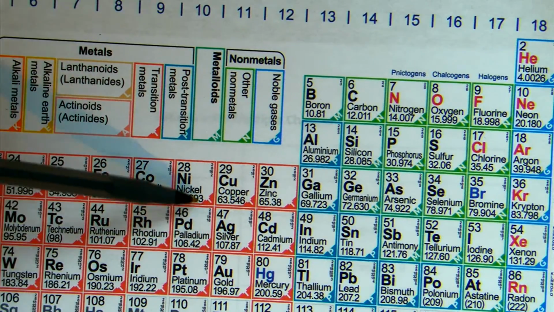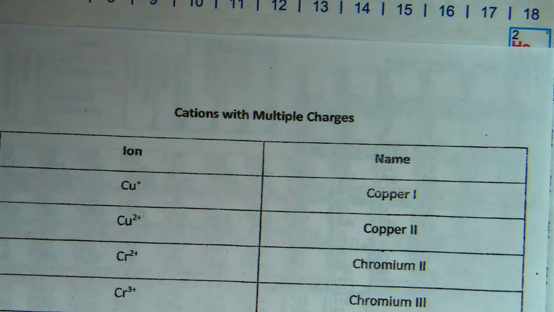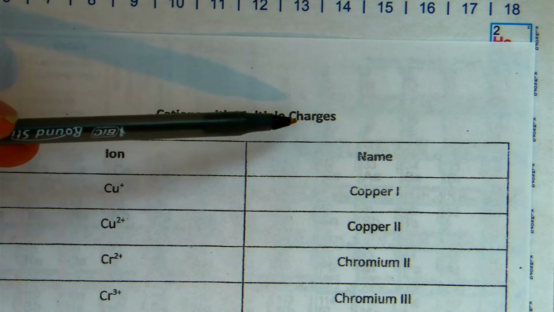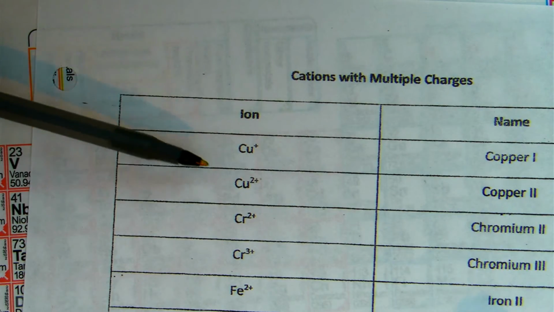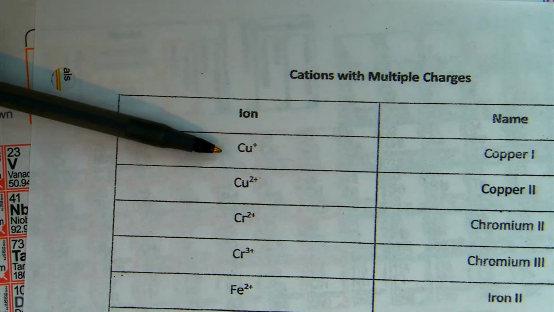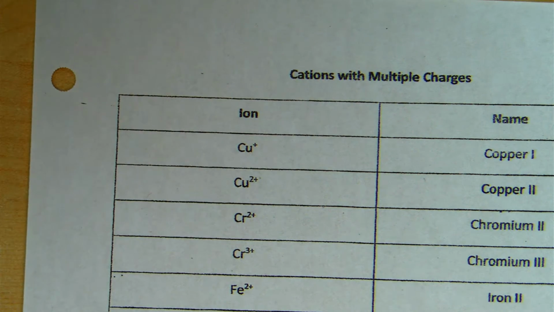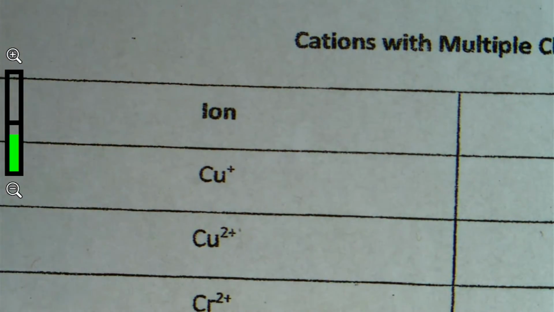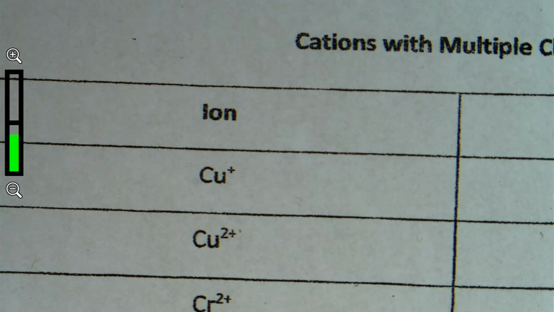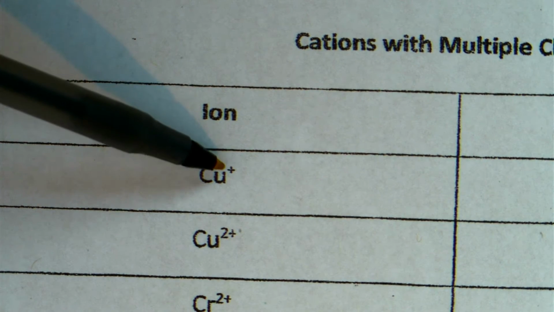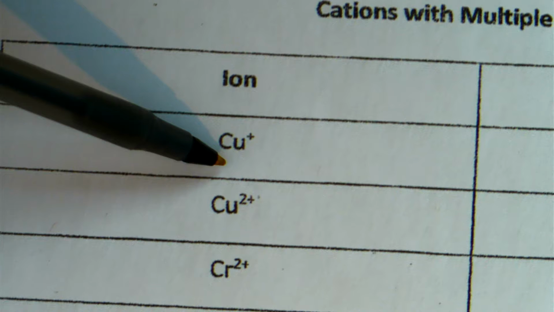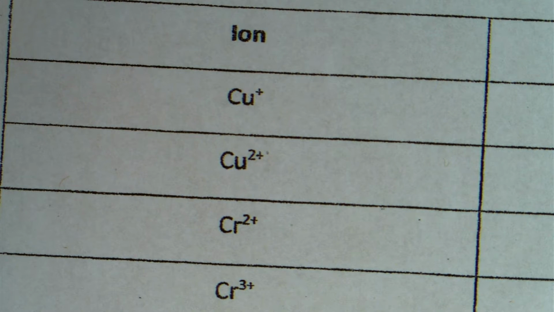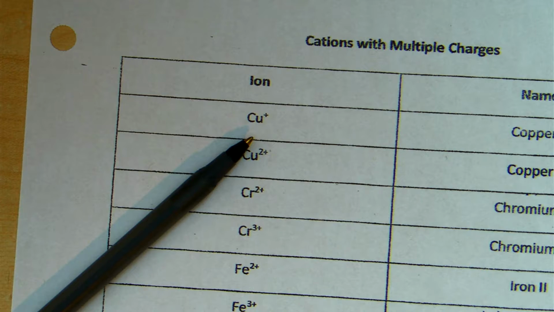However, take a look at this handout with the title of cations with multiple charges. Up here at the top of the list is copper. And what this table is telling us is that copper, under some conditions, will only give up 1 electron, but under other conditions, 2 electrons.